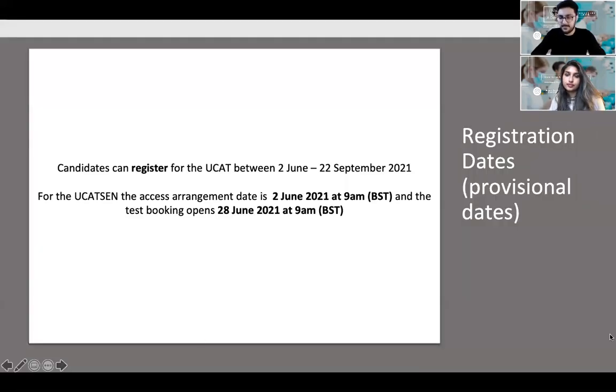And so when you're registering for the UCAT, this needs to be done between the 2nd of June and the 22nd of September. And for the UCAT SEN, registration is done as well between the 2nd of June and also, it opens on the 2nd of June at 9 a.m. and test booking opens on the 28th of June, whereas on the 2nd of June, you'll be able to access all the arrangements and start actually applying.